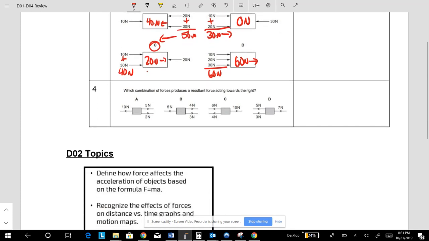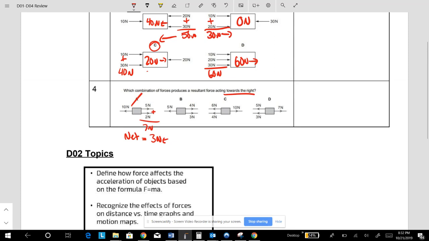All right. 4. Which combination of forces produces a resulting force acting towards the right? So all our problems today have actually been to the right-hand side. Be prepared to be able to find out ones to the left. It's the same principle. But if we take a look for option A, we have 10 newtons to the left, and we have 7 newtons total because we add these two together. So our total to the right is 7 newtons. So this will actually accelerate with a net force. I'm going to put net is equal to 3 newtons to the left. So option A is out.